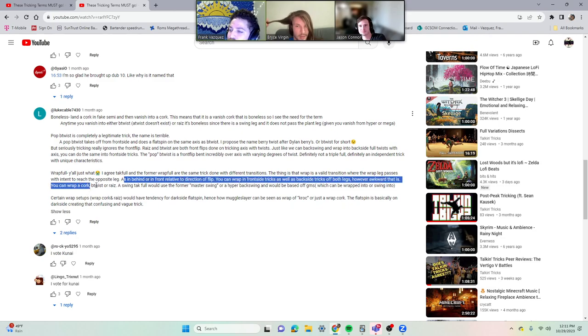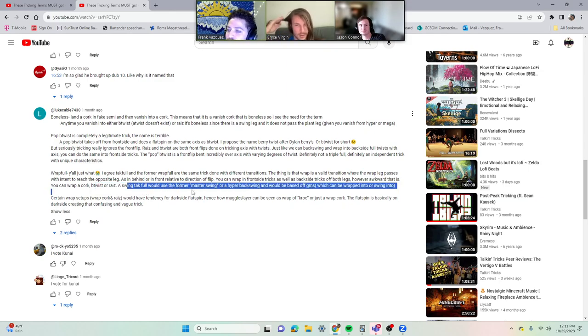You can wrap a cork. No, B twist or rise, no. A swing tack would use the former master swing or hyper backswing and would be based off GMS, which can be wrapped into or swung into. I think wrap is swing. Wrap is a type of swing. Yeah, and depending on how you want to classify it, there's two types of wrap: true wrap, and then lotus wrap, or the grandmaster, which is also the lotus swing. But they're all swings.